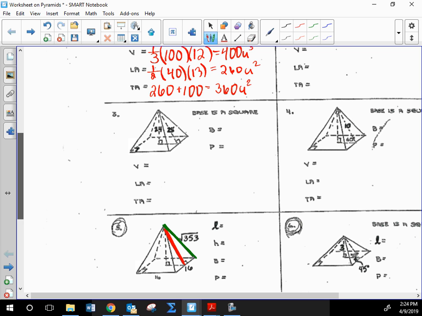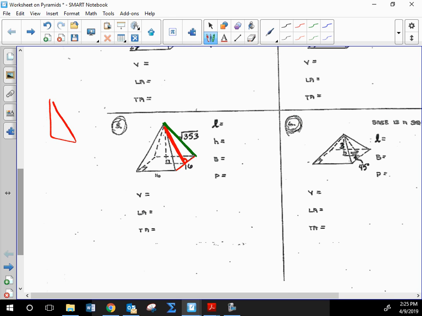Lateral edge. Do we have a formula for a lateral edge? No. But if this is my slant height, which is perpendicular to my base edge here, what type of shape does that make? Triangle. Right triangle.